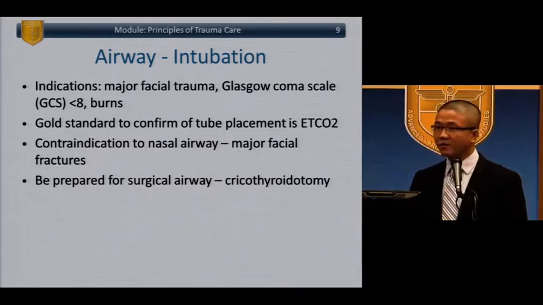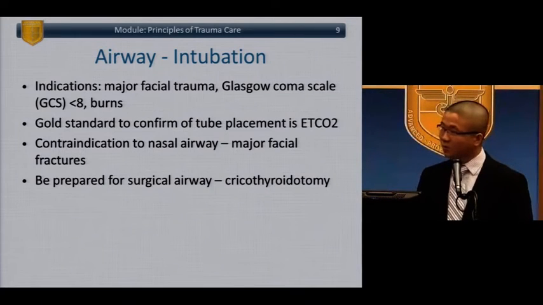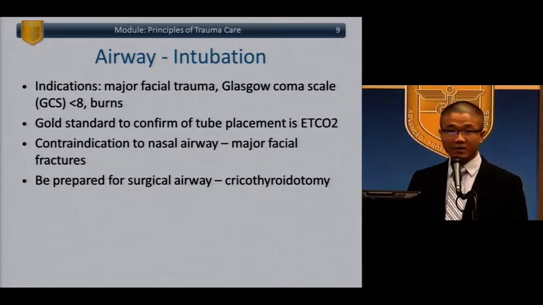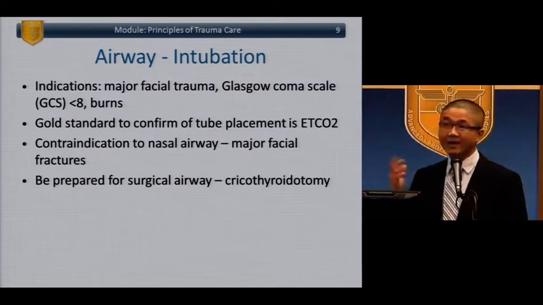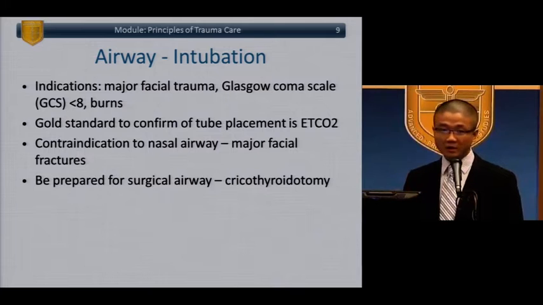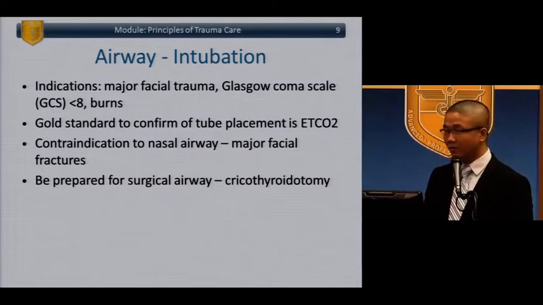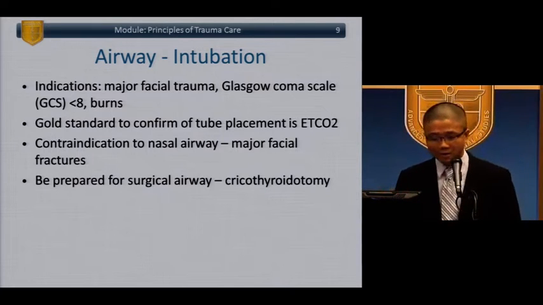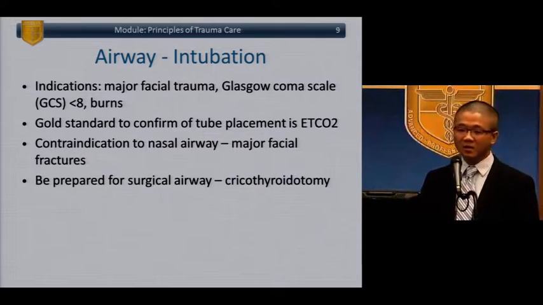The gold standard to confirm tube placement, another favorite question, is not listening to the breath sounds. It's not listening for or watching chest rise or seeing condensation on the tube. It's actually end-tidal CO2. Well, here's the caveat. If your patient is coding or is in cardiac arrest and there is no perfusion, there is no end-tidal CO2. So just look at the prompt and make sure that the patient, in fact, is not a coding patient, because in that case end-tidal CO2 is not necessarily a reflection of proper tube placement. End-tidal CO2, though, is correlated very well with outcomes or the effectiveness of your CPR.